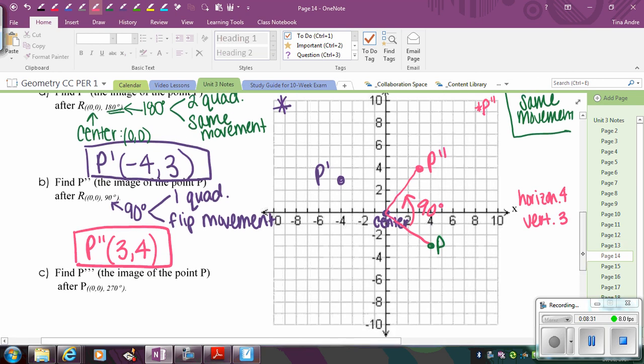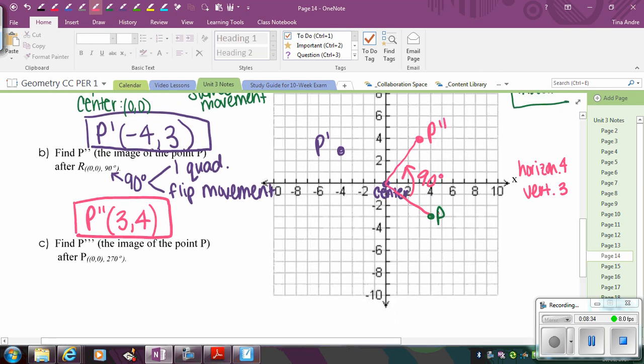And then for the last one here, again, we're going to start with P. We're going 270 this time. So if we're going 270, that tells us 3 quadrants. And we're going to flip that movement. So I'm going 1, 2, 3 quadrants. So this is where P triple prime goes, because I had to go 3 quadrants from the original. So remember the original movement was horizontal 4, vertical was 3, flip it. So now I'm going horizontal 3, vertical has to be 4, and I have to end up in this quadrant down here. So this is going to be P triple prime.